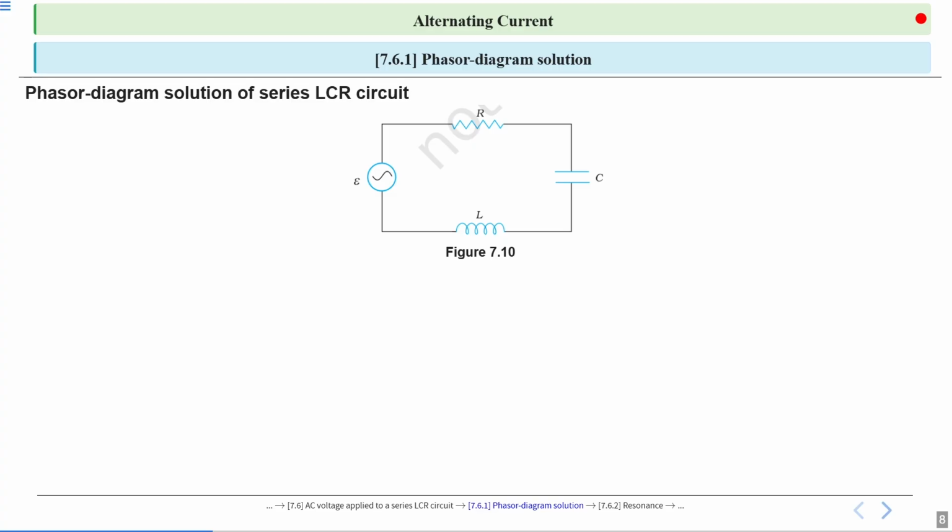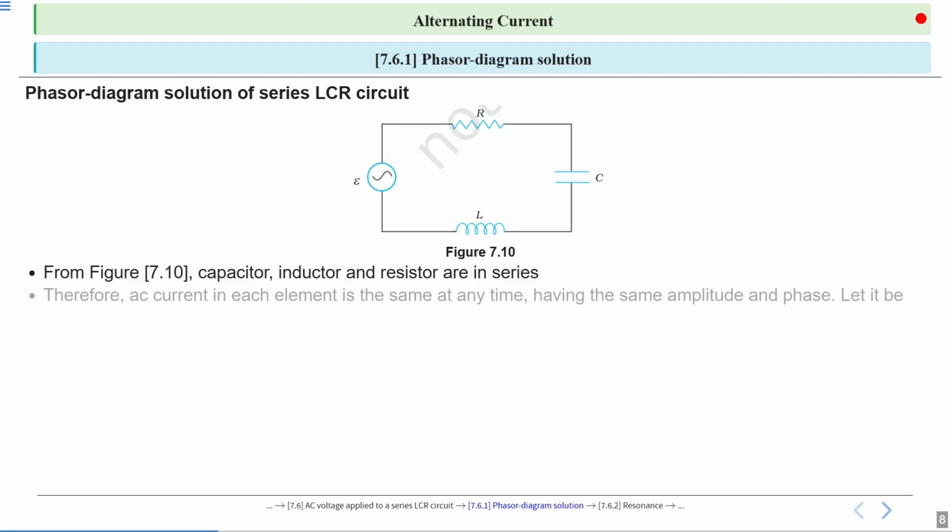So again, figure 7.10. From figure 7.10, capacitor, inductor and resistor are in series. Therefore, AC current in each element is the same at an instant. We know that current in series is the same, whether we talk about AC current, RMS value or peak value. So AC current flowing through this circuit will be the same at an instant, having the same amplitude and phase across all the components because they are connected in series.